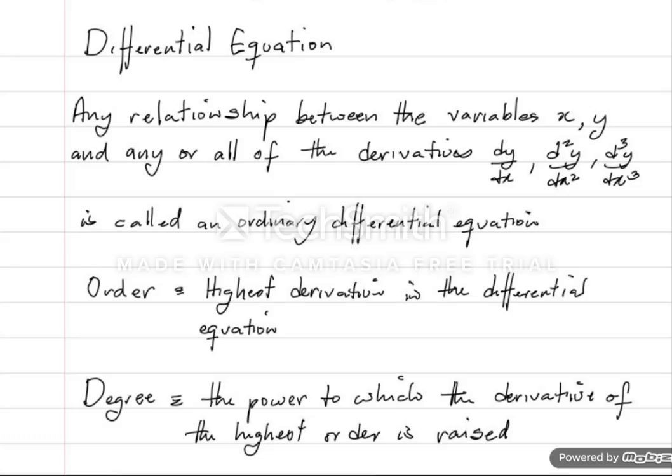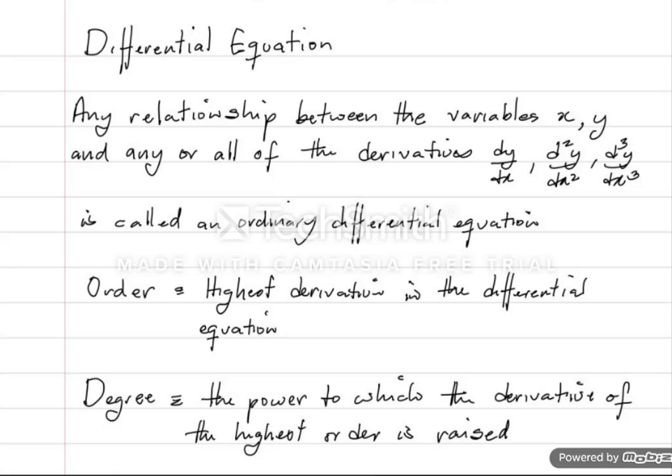Alright, so the topic is differential equations. This is how I would start. Any relationship between the variables x, y, and any or all of the derivatives dy by dx, d2y by dx squared, d3y by dx cubed is called an ordinary differential equation. Now, the order of a differential equation is the highest derivative in the differential equation. So this is important.